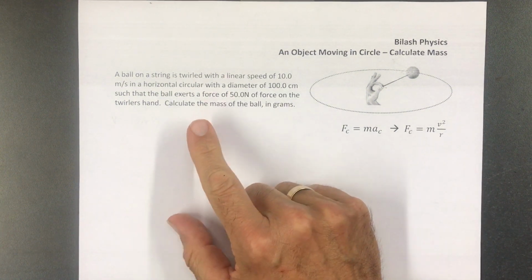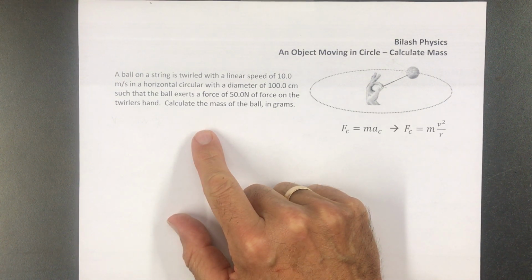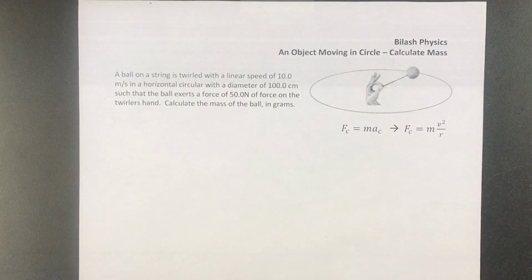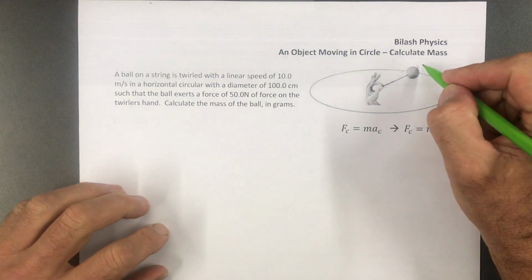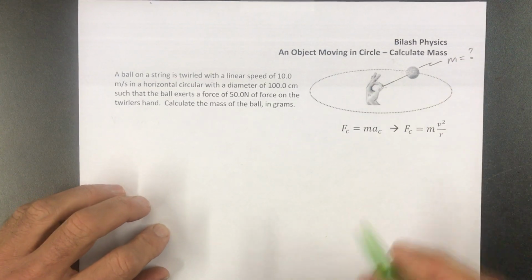A ball on a string is twirled with a linear speed of 10 meters per second in a horizontal circle with a diameter of 100 centimeters, such that the ball exerts a force of 50 newtons of force on the twirler's hand. Calculate the mass of the ball in grams. So we want to figure out what is the mass of this ball.